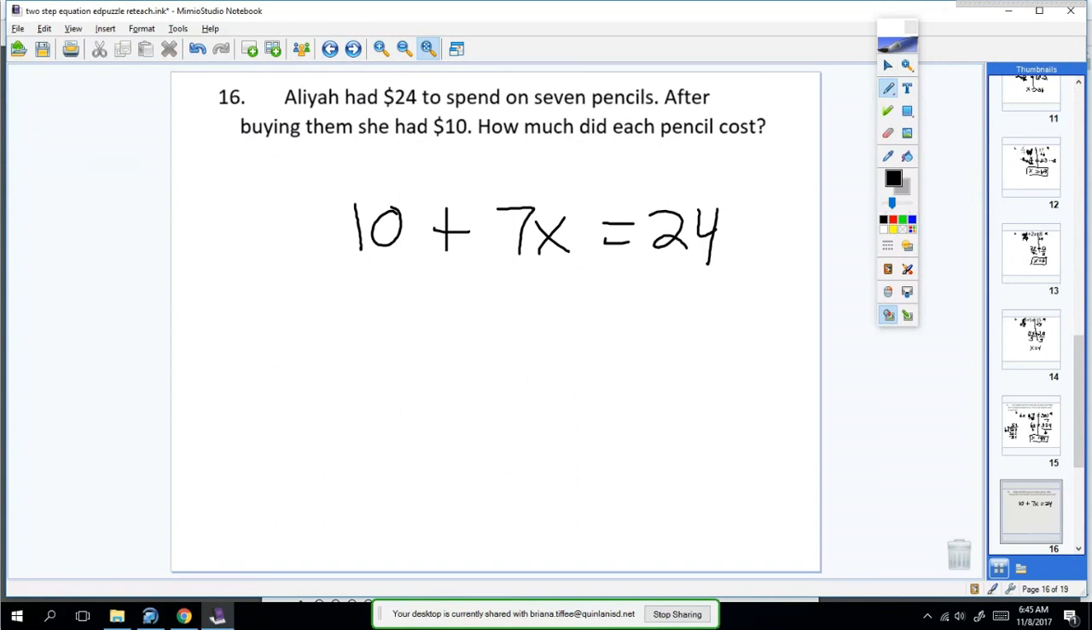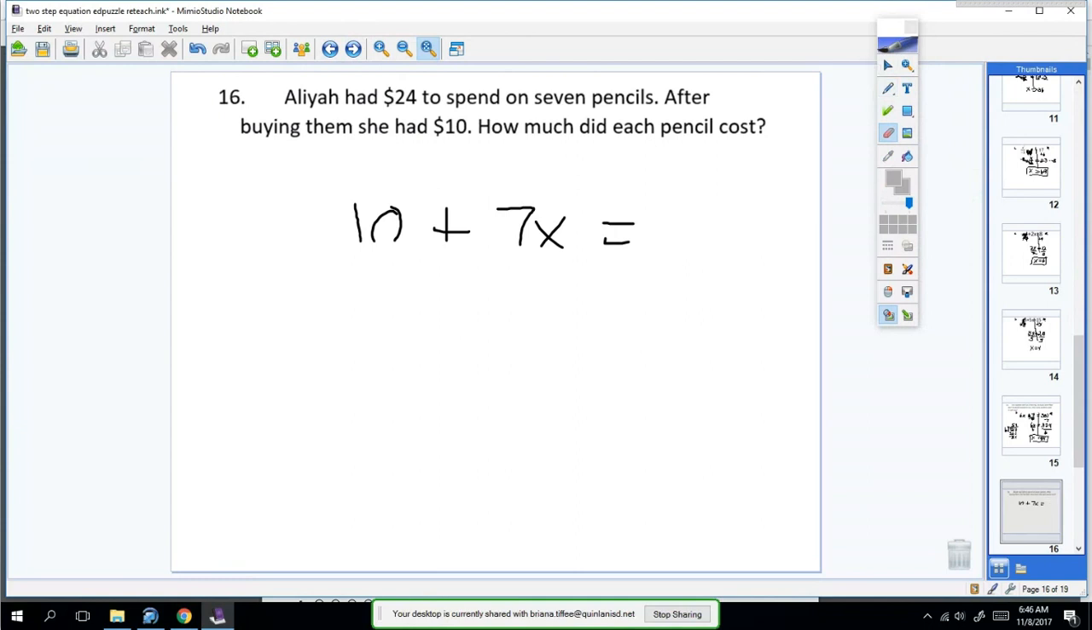You could also have done 24 minus 7x is equal to 10. Okay, both of these would have been correct if you submitted those. Because this is just saying that taking the $10 plus the 7 times the x of the cost of the pencils is equal to $24, which she had in total. Or you take the $24 in total that she had, and then minus the 7 pencils times the cost is equal to $10, which she had left over. Both of these are correct. They're saying the same thing.